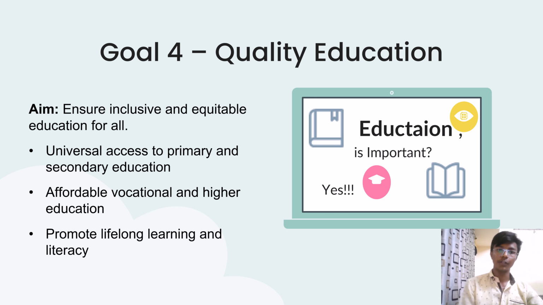We have to ensure inclusive and equitable education for all. See, education should be given equally. We have to distribute education. Some poor people want to study in CBSE schools and ICSE schools, but the money required is not up to the mark.